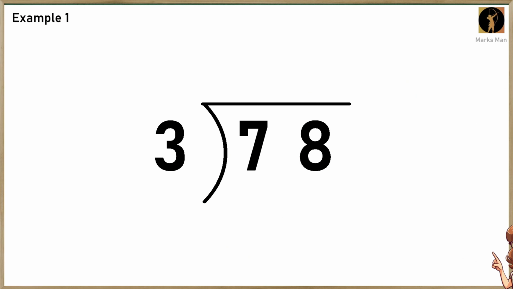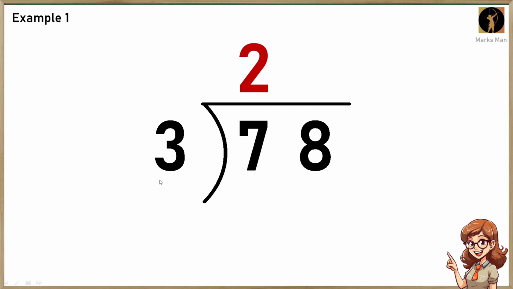First example, here we have a 2-digit dividend divided by a 1-digit divisor. How can we solve this using short division? So here's what you need to do. The first step is divide 7 by 3. So what is 7 divided by 3? So 7 divided by 3, that is 2.